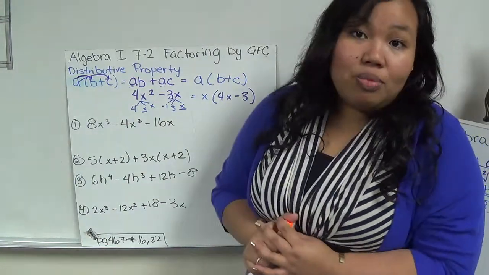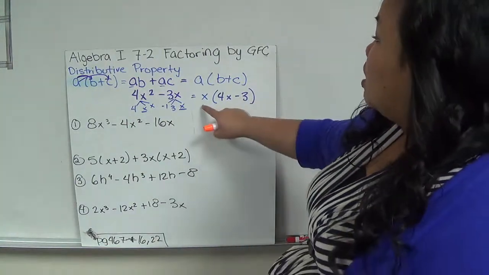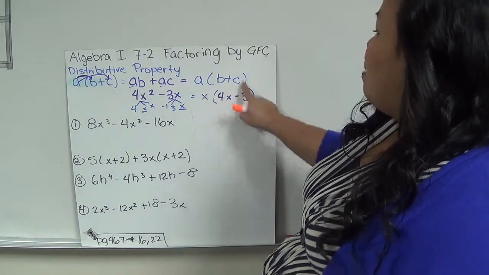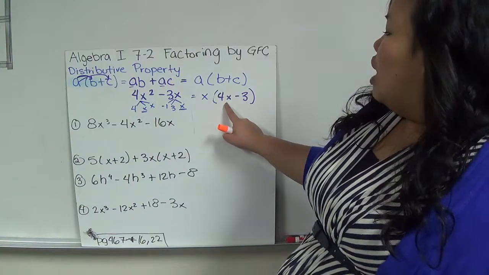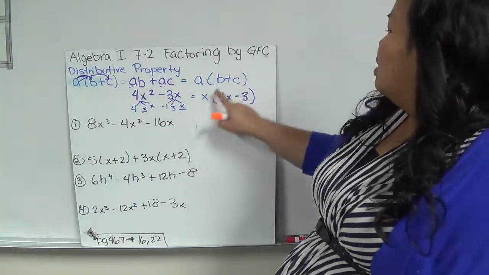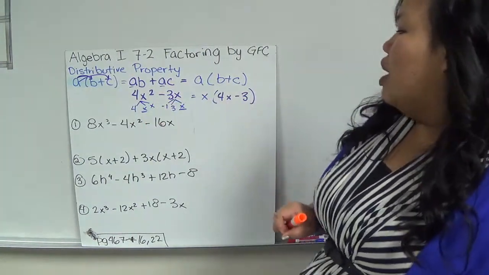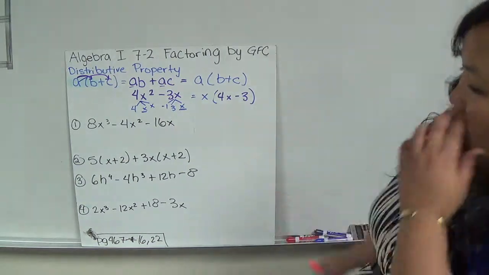And it's easy for me to check if I did it right. All I need to do is put this x and distribute it back, and will I get my original? Well, yes. x times 4x gives me 4x squared, and x times negative 3 is negative 3x. All right? So let's try it.